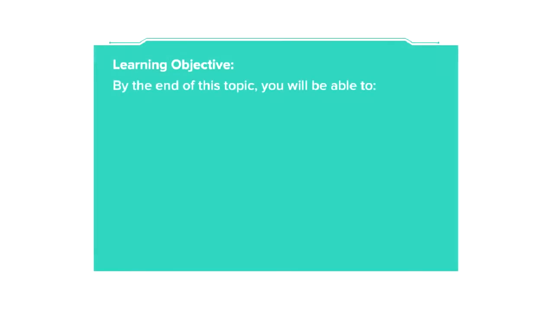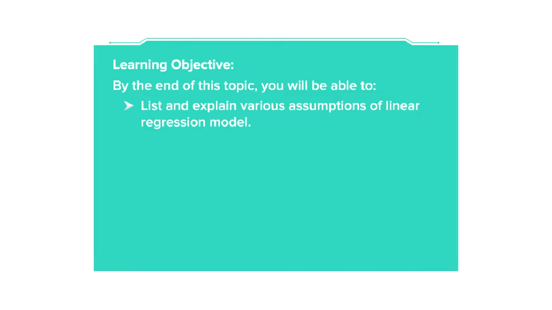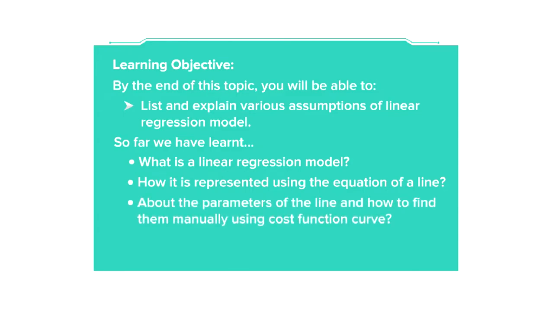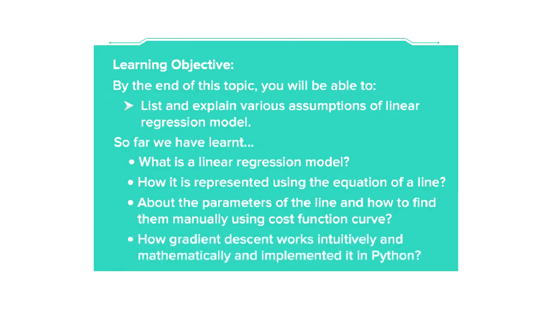By the end of this tutorial, you will be able to list and explain various assumptions of the linear regression model. So far, we have learned what a linear regression model is, how it is represented using the equation of a line, about the parameters of the line and how to find them manually using the cost function curve, how gradient descent works intuitively and mathematically, and we also implemented it in Python.